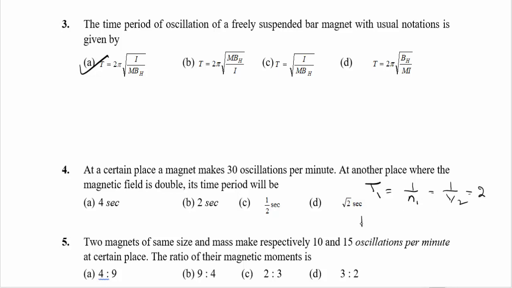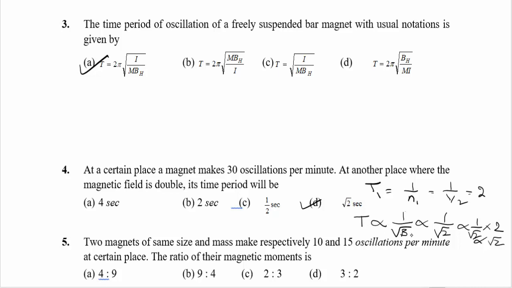Now, T2. Time period is inversely proportional to the root of the magnetic field. If the magnetic field is doubled, it is root 2, so the new time period is 1 by root 2 times the initial time period. The initial time period is 2, so 1 by root 2 times 2, which is root 2. So the option is D. Okay, next one, the fifth one.